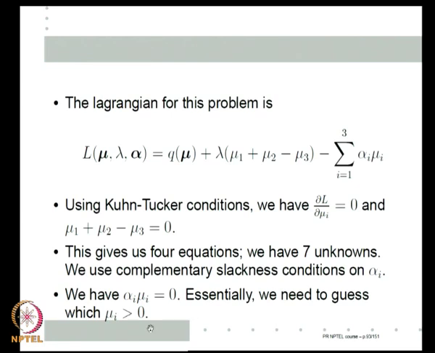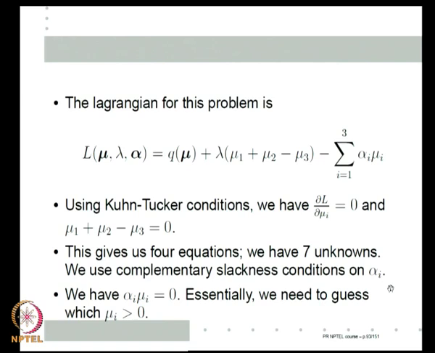In a general constrained optimization problem like this, I have to make a guess on which mu i's are greater than 0, so that I can take the corresponding alpha to be 0 and solve this. What one normally does when solving a constrained optimization problem with pen and paper is to make various guesses like this and then see which guess gives rise to a consistent solution.